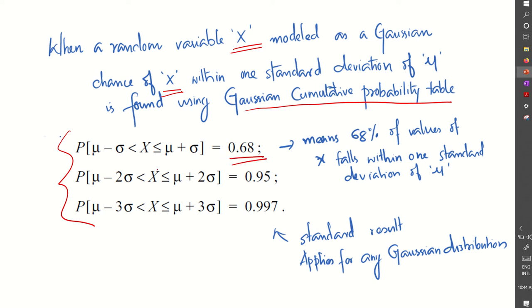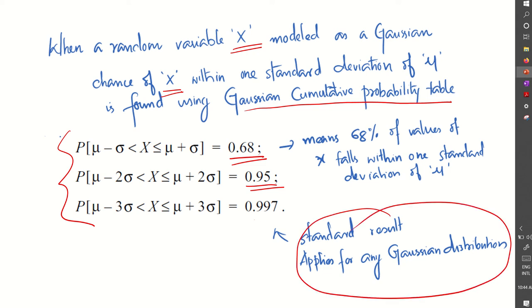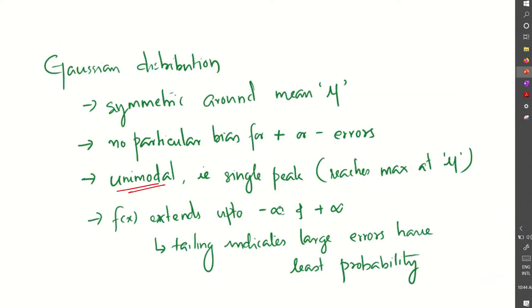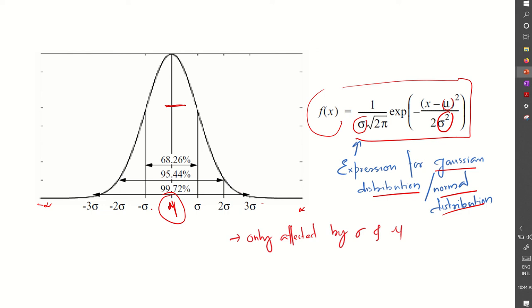For x to fall between -2 sigma and +2 sigma, there is a 95% chance. For -3 sigma to +3 sigma, it is a 99% chance. So this is a standard result applied for any Gaussian distribution. So in the diagram also you can see that -sigma to +sigma, the chance is 68%.